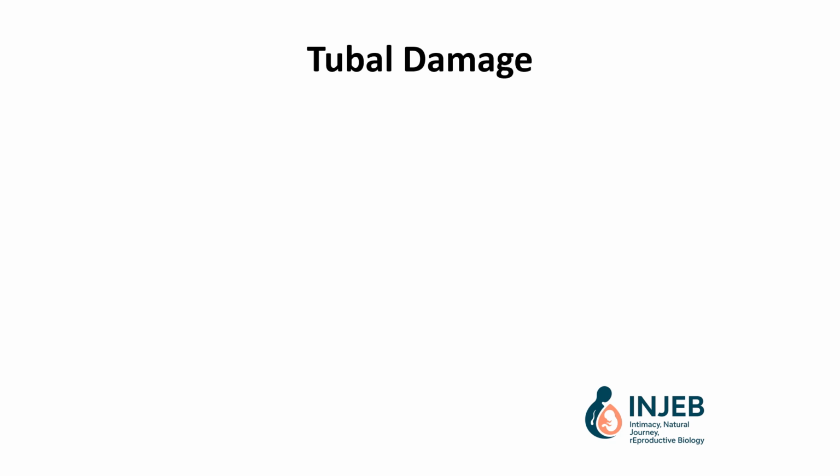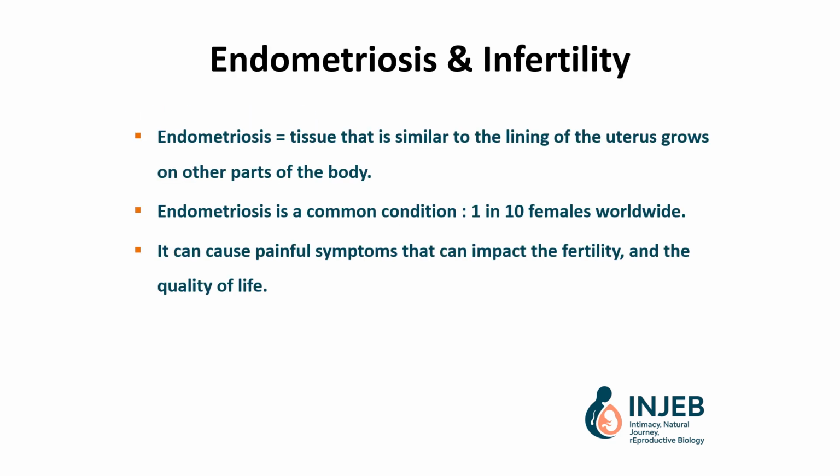Another cause of female infertility can be tubal damage. It can be caused by endometriosis, and in this case, endometriosis is defined as the presence of tissue that is similar to the lining of the uterus or endometrium that grows on other parts of the body rather than the lining of the uterus. Endometriosis is a common condition.